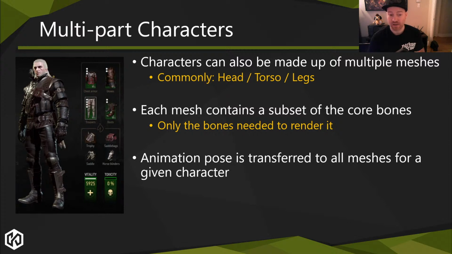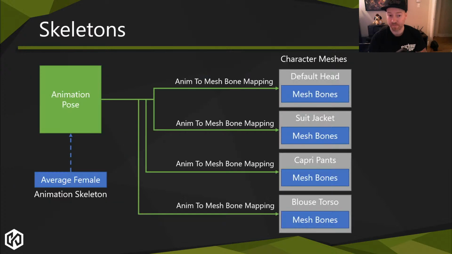And then when we animate a character, we have a separate animation pose. I haven't covered poses yet, but we have a set of transforms that we want to pose our character with. What we then do is take that animation pose, which covers all the core bones, and transfer subsets of it to the different meshes. For example, we might have a pose on an average female skeleton, and then we would transfer that to the head, to the jacket, to the pants, to the blouse. And those will be subsets.